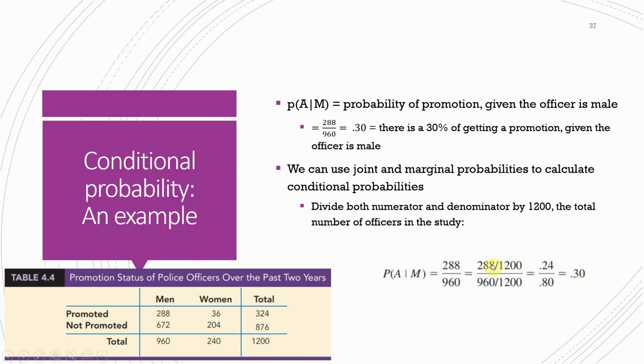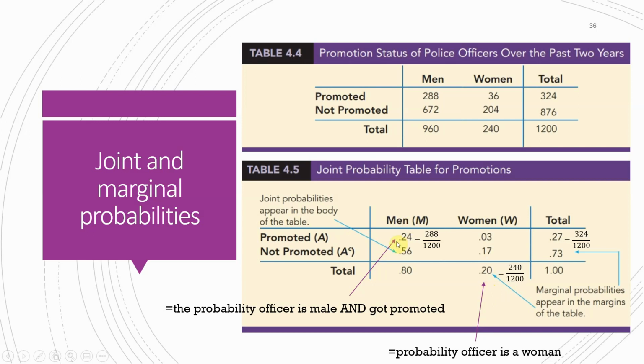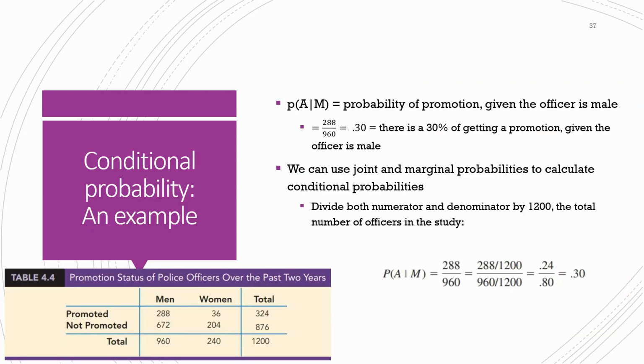So basically what this is showing is that if we divide these numbers here by the total sample, we're still going to get the same number that we already calculated here, which is this conditional probability. Well, these numbers should look familiar, 0.24 and 0.80, right, because they're right here. Those are the actual joint and marginal probabilities, because I said you can use the joint and marginal probabilities to calculate the conditional, and that's exactly what happens right here.